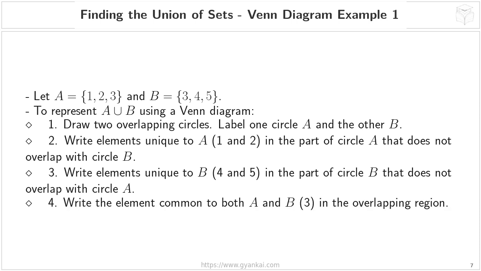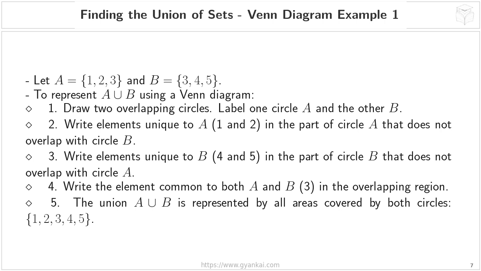Now, this is important. Notice that both sets A and B have the number 3 in common. This is where the overlapping region comes in. We write 3 in the area where the circles A and B overlap. This shows that 3 is an element of both sets.